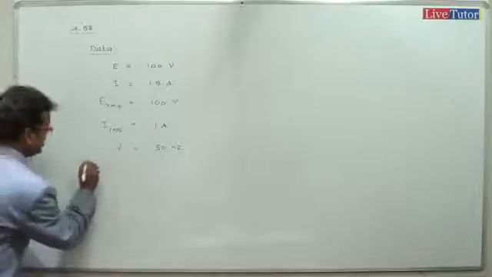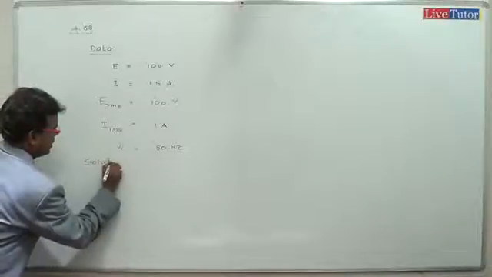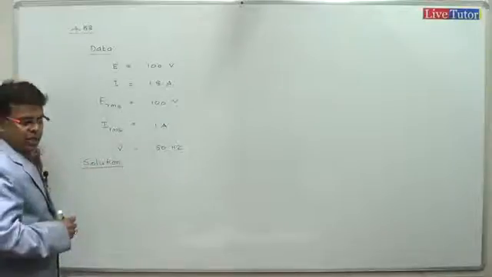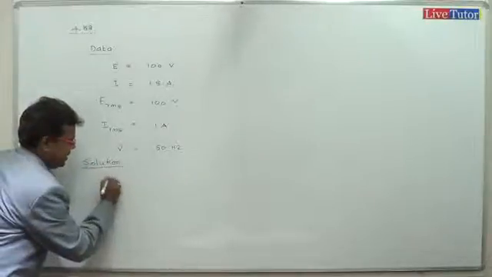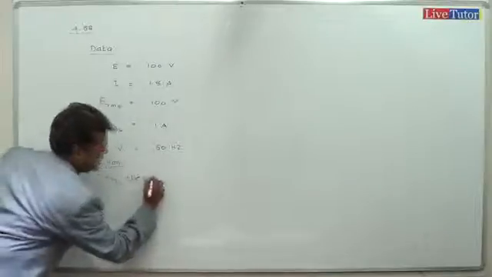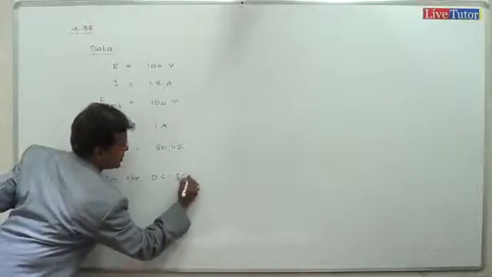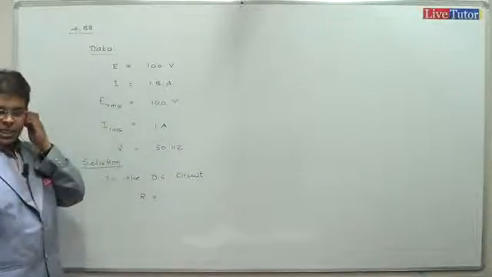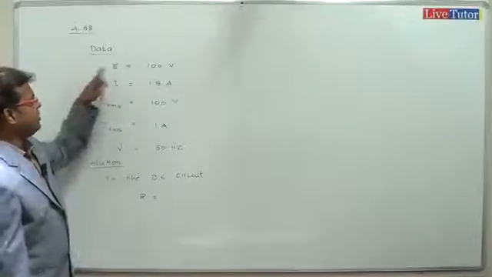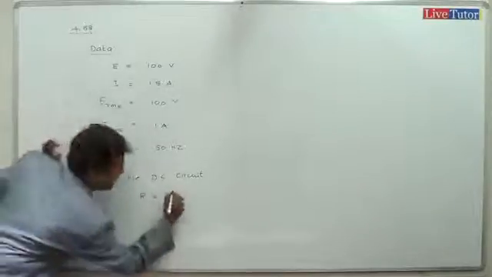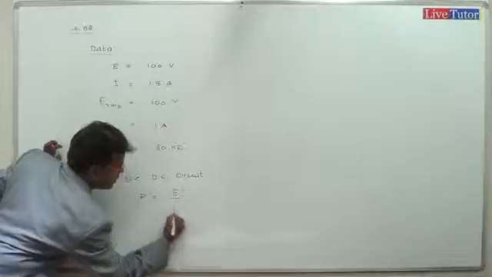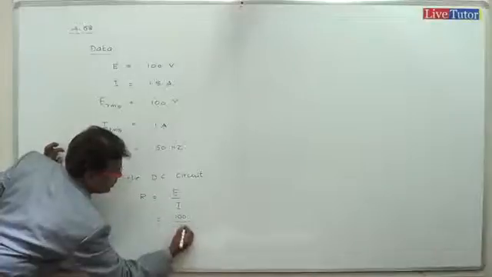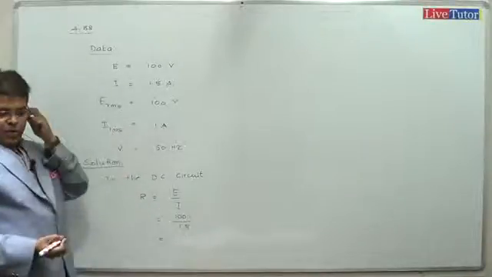First take down how to calculate the resistance. That is, in a DC circuit, what is the resistance? So in the DC circuit, R is equal to resistance is equal to V by I. Here V is nothing but E, so we have to write it as E by I. So what is E here? It is 100 divided by 1.5.